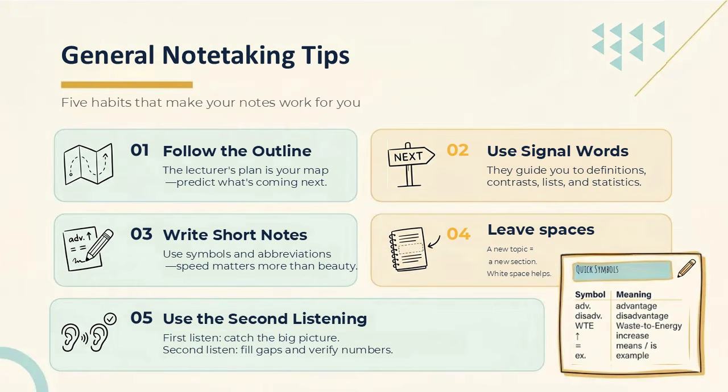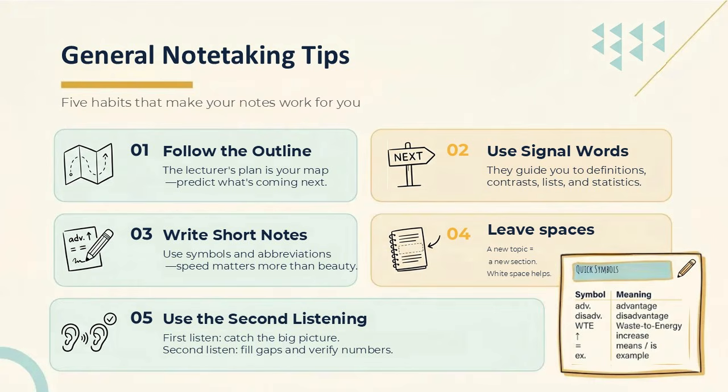Use symbols and abbreviations. For example, ADV equals advantage. DISADV equals disadvantage. EX equals example. WTE equals waste to energy. Up arrow equals increase. Equals sign means is.